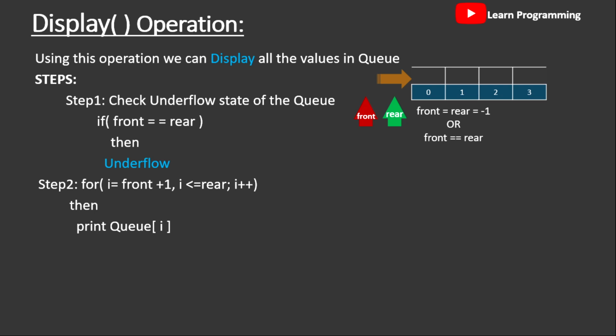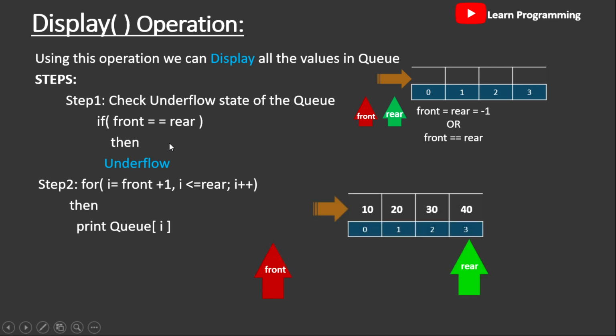So here you can see that the queue is completely empty, where front equals to rear. Now it is displaying that the queue is in underflow. And if not, let us consider one more state. Here you can see that the front value is -1 and the rear value is 3. So now front is not equal to rear. Now we are starting with I equals to front plus 1, where I value is -1 plus 1, which is 0. So now the first value stored in I is 0.